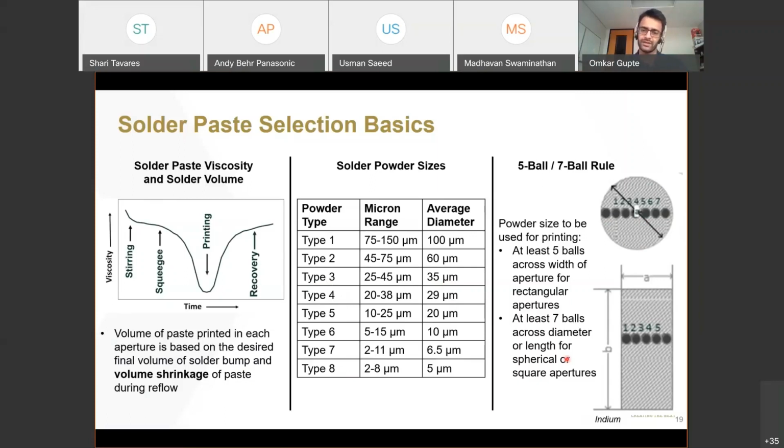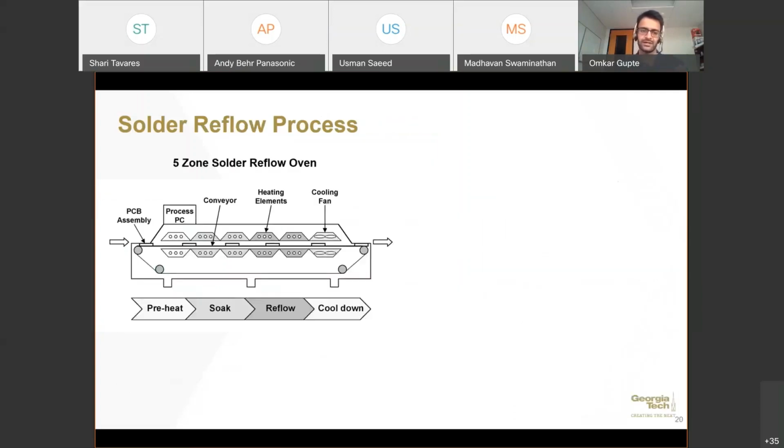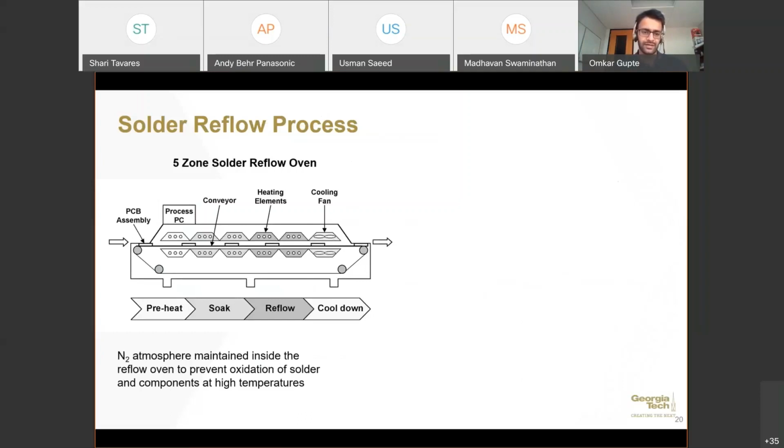So depending on the aperture of the stencil that the paste needs to be printed through, we end up choosing the type of solder paste. Similarly, for a rectangular aperture, it's more like a 5-ball rule instead of a 7-ball rule, and the same concept applies. After this paste is printed on the board, the next step is reflow, in which the solder will melt.